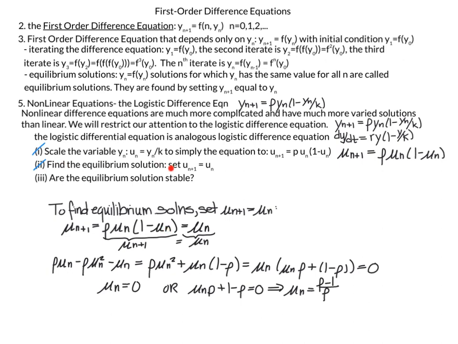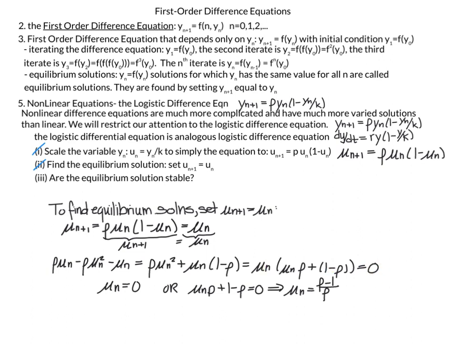Now we're ready to find the equilibrium solutions by setting mu_{n+1} equal to mu_n. Subtracting mu_n on the other side and also multiplying this out, I'll get rho mu_n minus rho mu_n squared minus mu_n, and that'll equal 0. Manipulating this, I have mu_n times (mu_n rho plus 1 minus rho) is equal to 0.